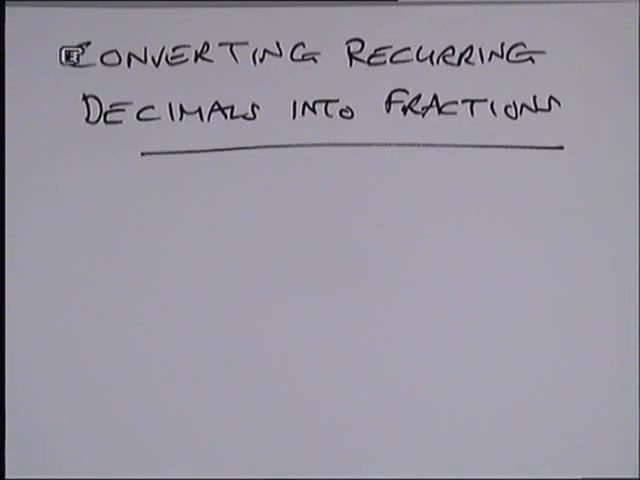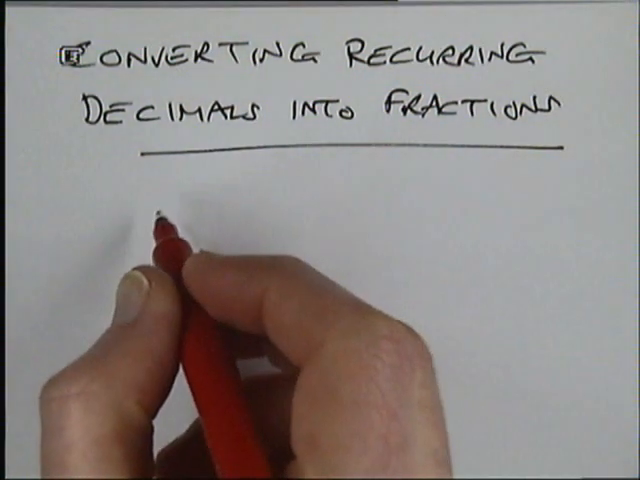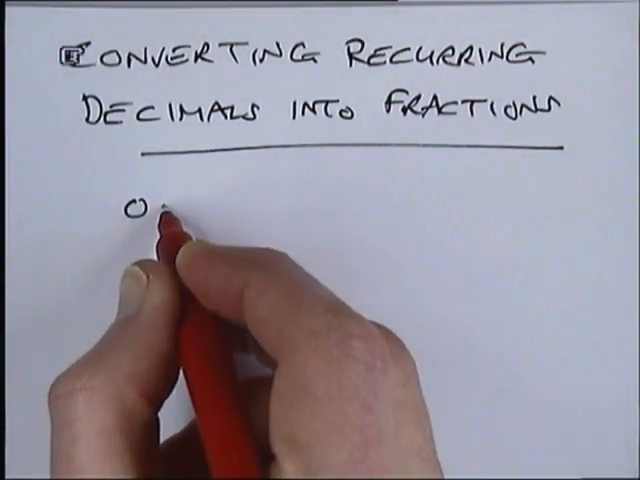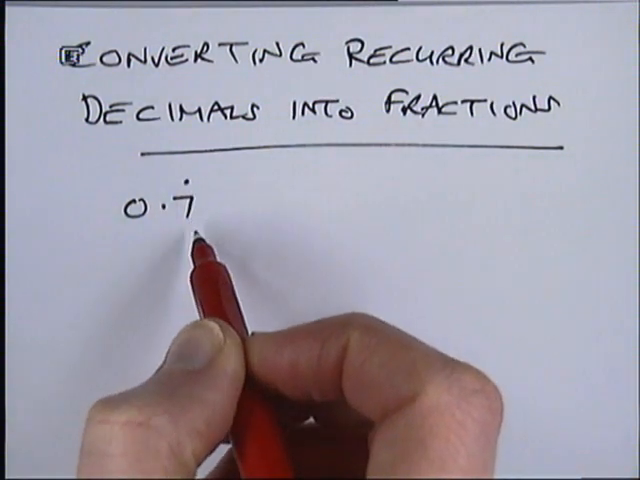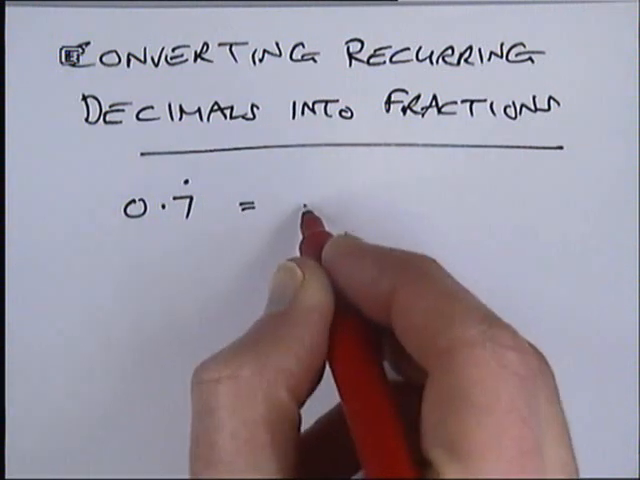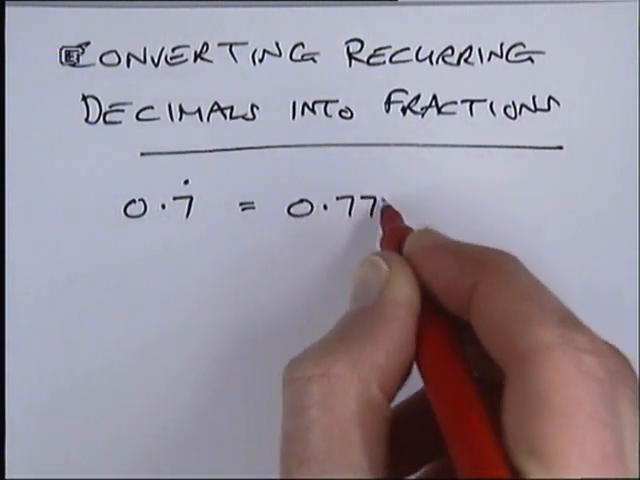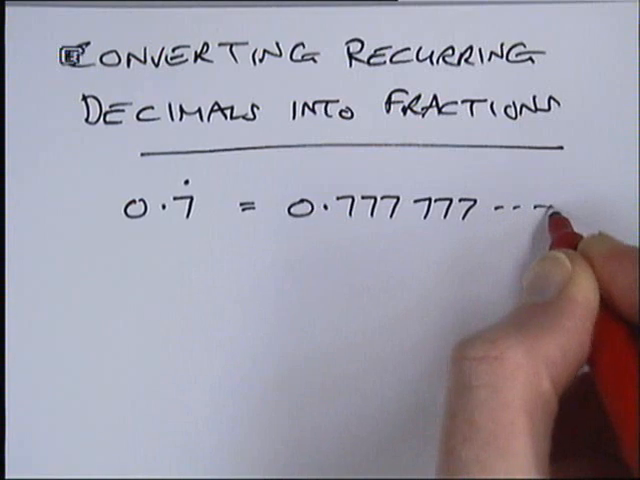In this video, I'm going to show you how to convert recurring decimals into fractions. So we're going to start off with a very simple one. We're going to start off with 0.7 recurring. Remember, this dot up here means that that 7 actually goes on forever. So that's the same as 0.777, and the 7s go on forever and ever.